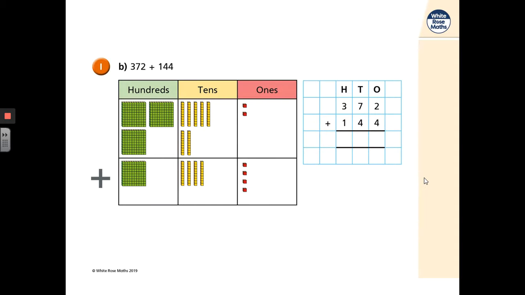Okay, so B, you've got 372, add 144. So again, you can use your place value chart to help you to add, or you can just get straight on and have a go at your column method. Again, remember, start with your ones, make sure your carrying is nice and clear.